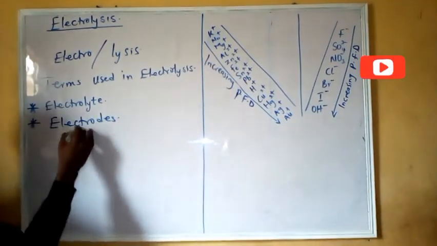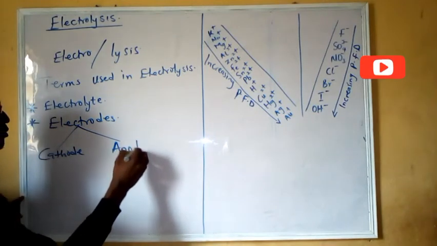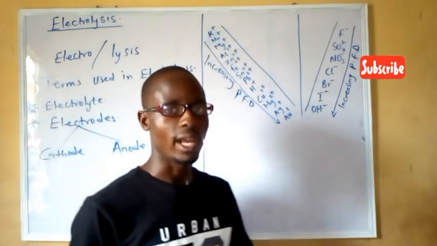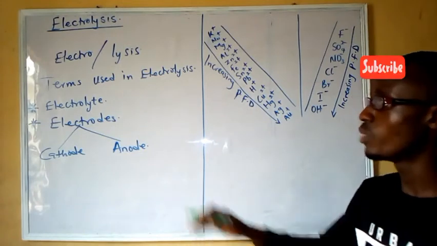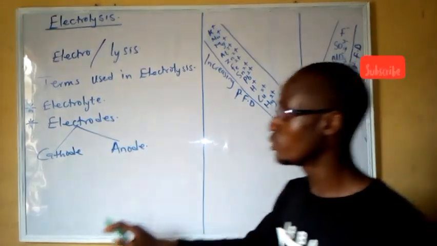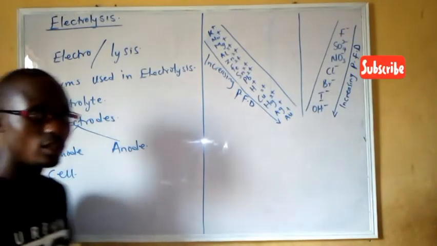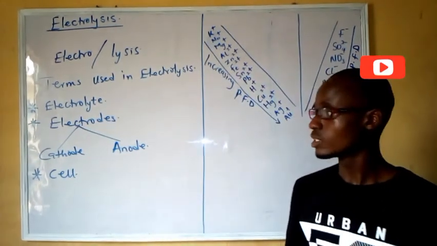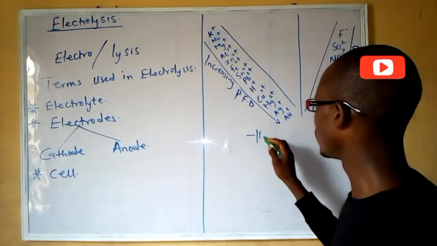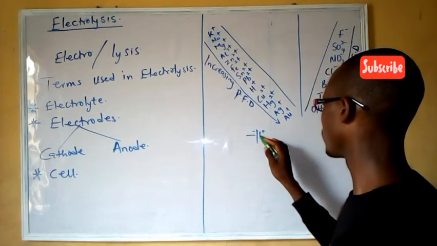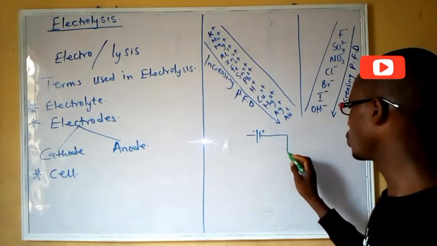So electrodes are of two types. We have the cathode and we have the anode. When we have an electrolytic cell, what do I mean by that? An electrolytic cell is an arrangement where we connect all these together, including the cell, which is one of the terms we meant to talk about. The cell, which is the source of current, is also part of it. So if I have a cell, this is the negative terminal, the positive terminal. I connect the positive terminal by means of a conductor to a rod.